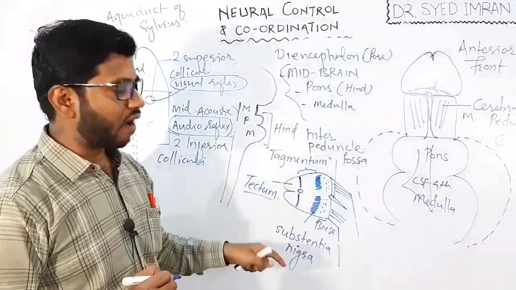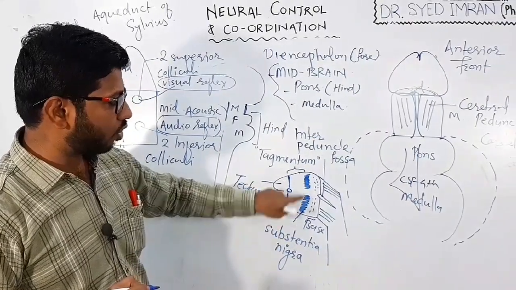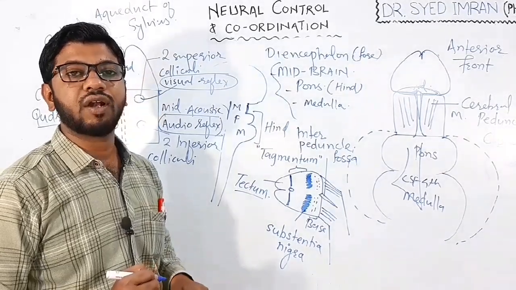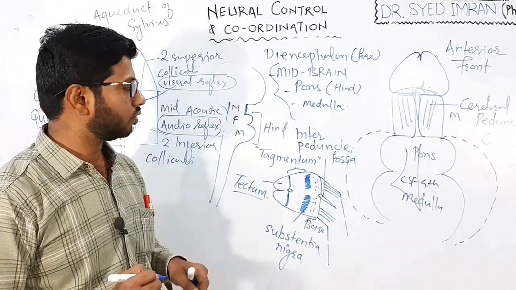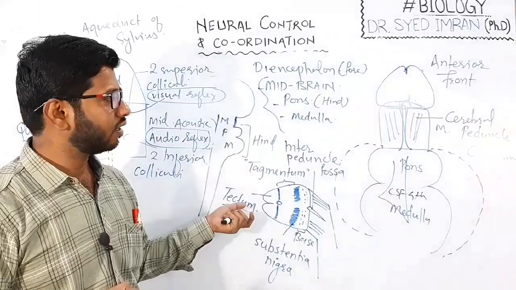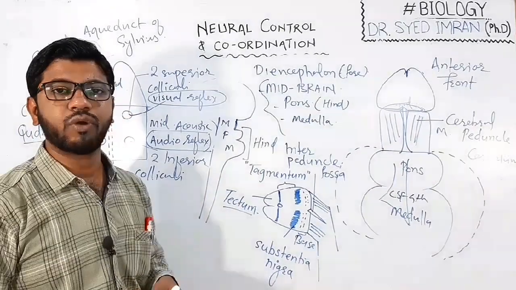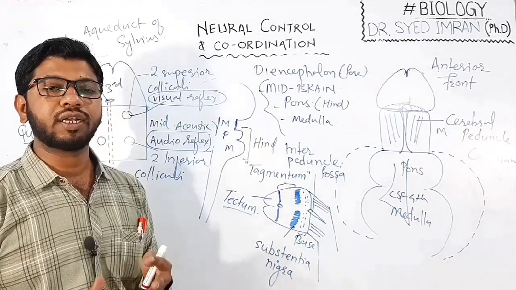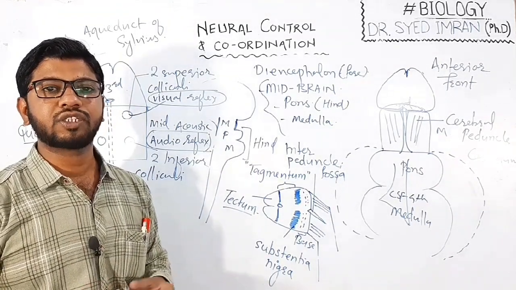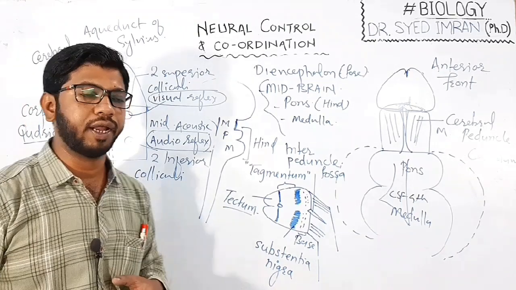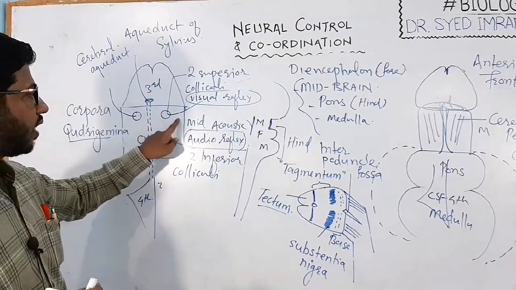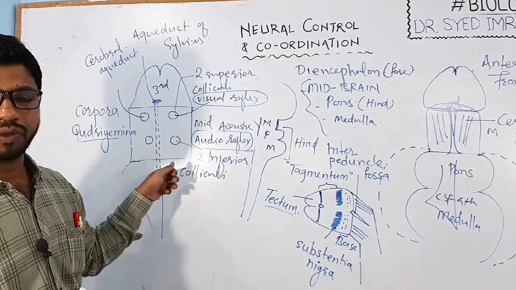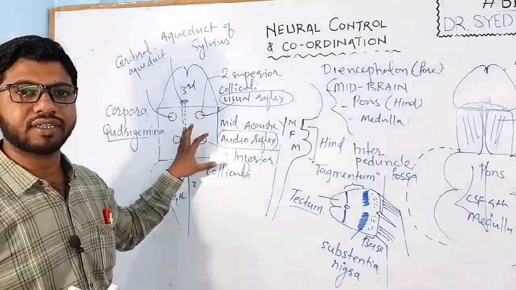Some nerve fibers connect from the substantia nigra to an additional structure called the striatum. But that is too much detail for the examination point of view. This is more than sufficient about the midbrain. Now, what are the sensors of the midbrain? Which types of inputs are received by the midbrain? Visual reflexes, audio reflexes, and tactile, that is touch, responses are also received as input inside the midbrain.